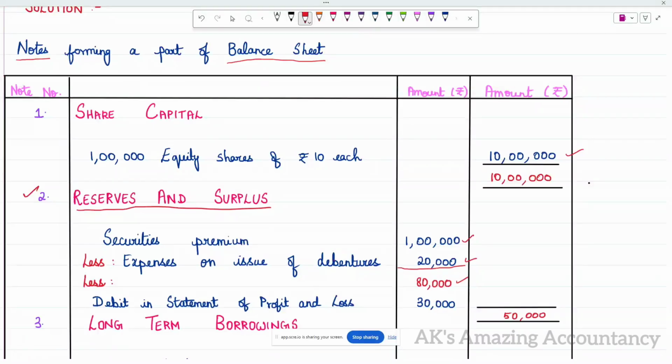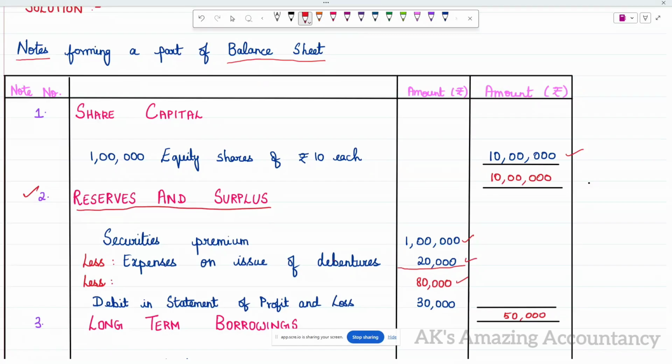And then we have to see whether we have any profit and loss account balance. As you all know, before preparing the balance sheet, we'll be preparing a statement of profit and loss, from which we'll find out the profit or loss of the company. In case we have a credit balance in the statement of profit and loss, that will be added because it's a gain, it is a profit.